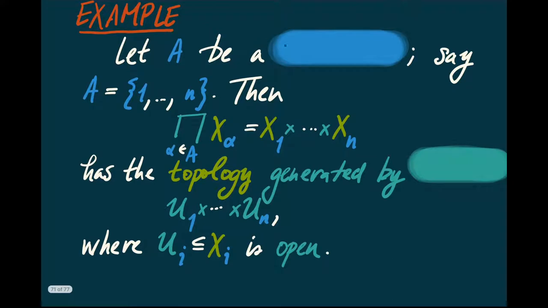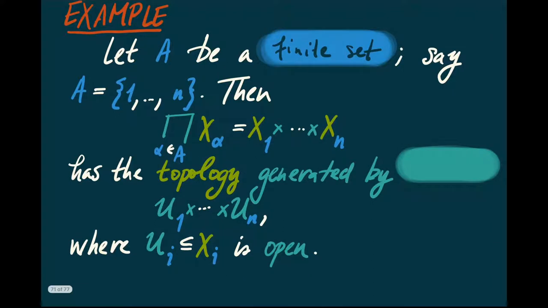Let's begin with a finite story. If A is some finite set, we might as well assume that A is the set of positive natural numbers less than or equal to n. Then when we write down this product, we often write it as X1 cross X2 cross dot dot dot cross Xn. And this is now the topology generated by the products U1 through Un, where each of these Ui is open inside Xi. So this is maybe precisely what you expected the product topology to be. It's just controlled by taking the opens in each of the factors, and you product those opens together, and you get an open inside the product. And for finite products, that's exactly how it works.